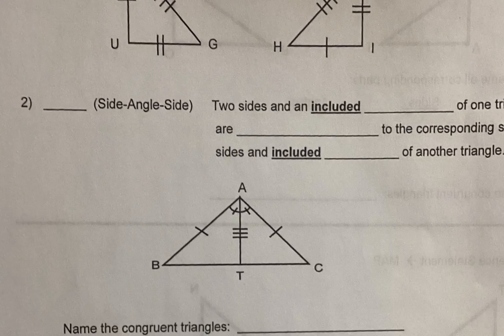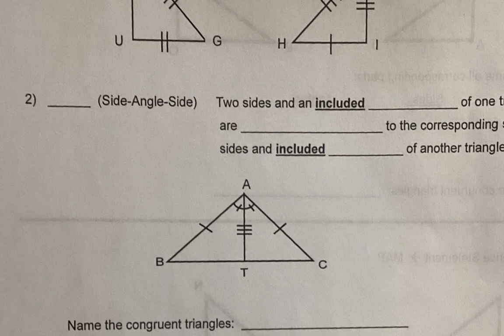All right, side angle side, SAS. 2 sides and an included angle of one triangle are congruent to the corresponding same sides and included angle of another triangle. Okay, so we got congruent sides, congruent angles, and because this line is shared in both of those triangles, this also is a congruent side because they are the same side.